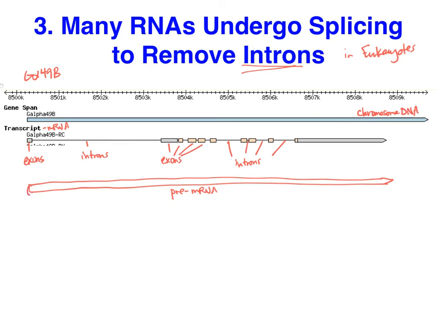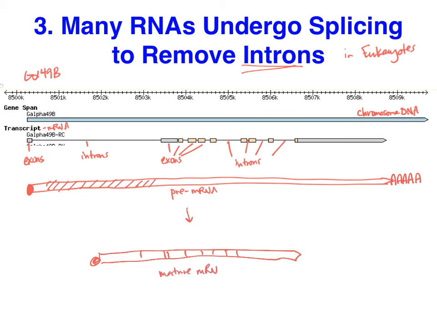Now, of course, it'll get capped, it'll get cleaved, and then a poly-A tail will be added onto it. And next, we need to remove these regions that are introns, so that all that's left in the final mRNA are the exons, and they'll be butted up next to one another with no space left over for the introns. Our mature mRNA with its poly-A tail will have only exons, and the introns will be removed. What does that process look like?